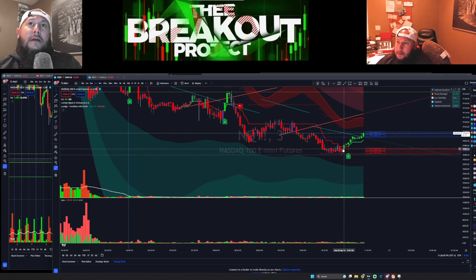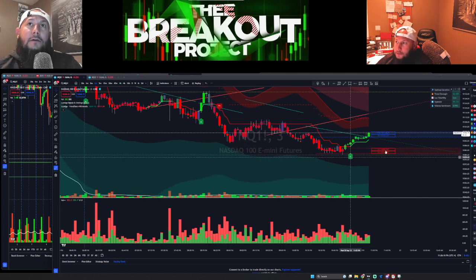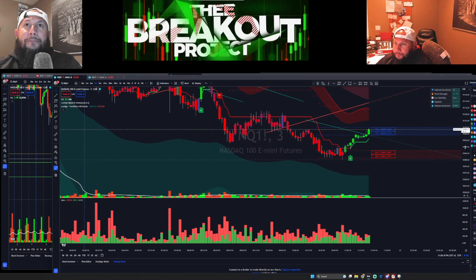What then happens is that we get a nice green candle, and then it closes above this red line. And then we get another green candle, and it closes above this red line. And then on this candle right here, this is the candle that I would have probably entered, the same candle that this buy signal populated.